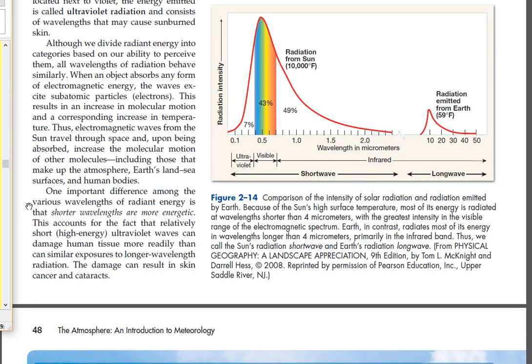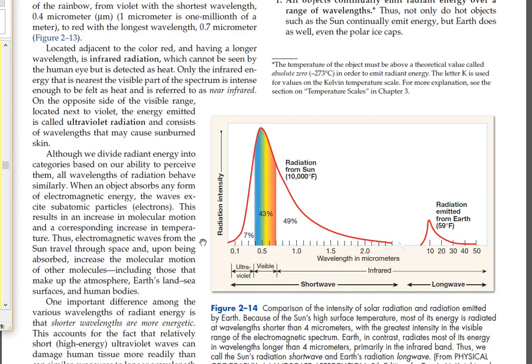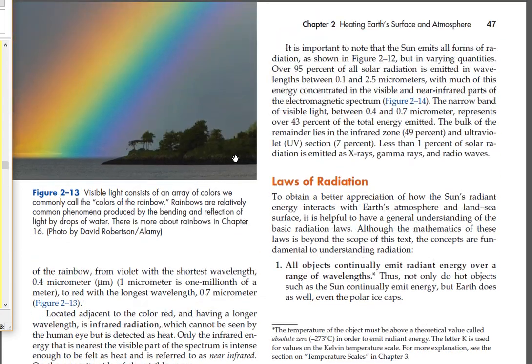One important difference among the various wavelengths of radiant energy is that shorter wavelengths are more energetic. This accounts for the fact that relatively short, high-energy, ultraviolet waves can damage human tissue more readily than can similar exposures to longer wavelength radiation. The damage can result in skin cancer and cataracts. It is important to note that the Sun emits all forms of radiation, as shown in Figure 2.12, but in varying quantities.